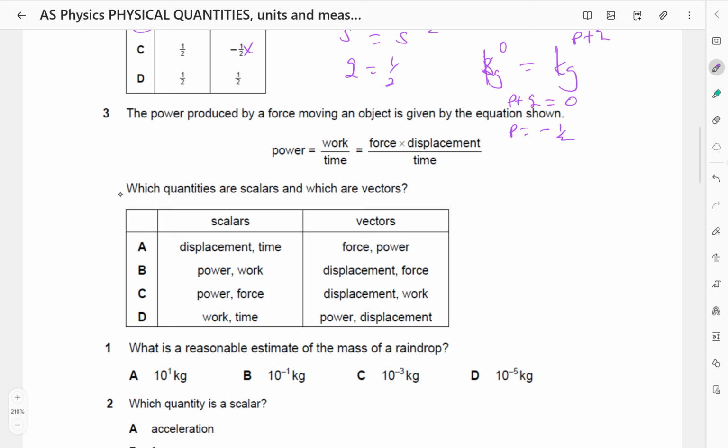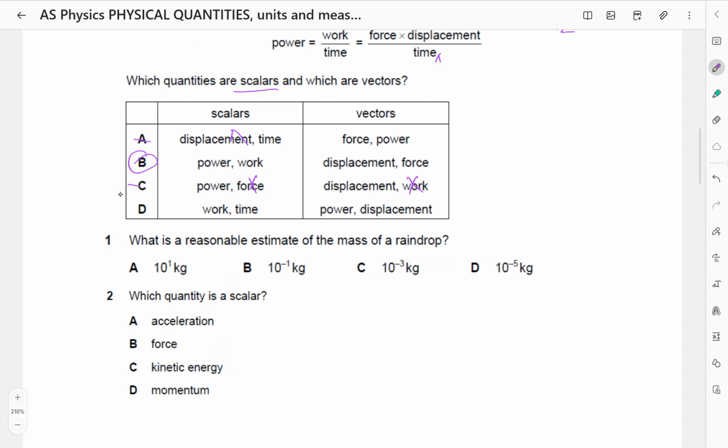The power produced by a force moving an object is given by the equation shown. Which quantities are scalars and which are vectors? So this is a vector, scalar. Displacement is not a scalar, force is not a scalar, so C and A are out. Work is not a vector, so our answer is going to be B. Work is a scalar quantity.